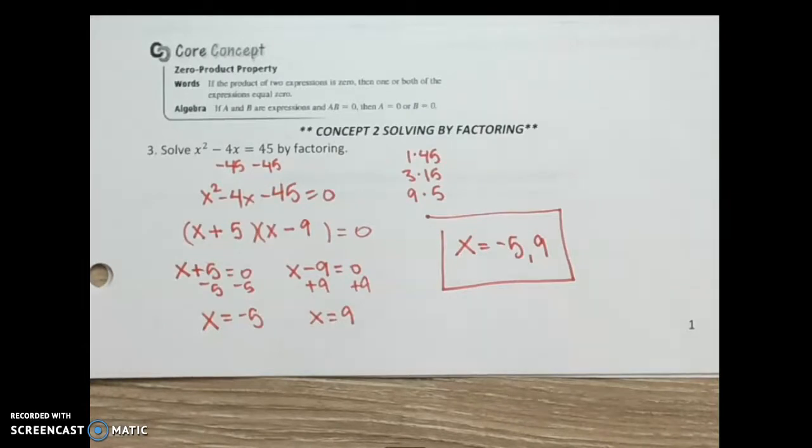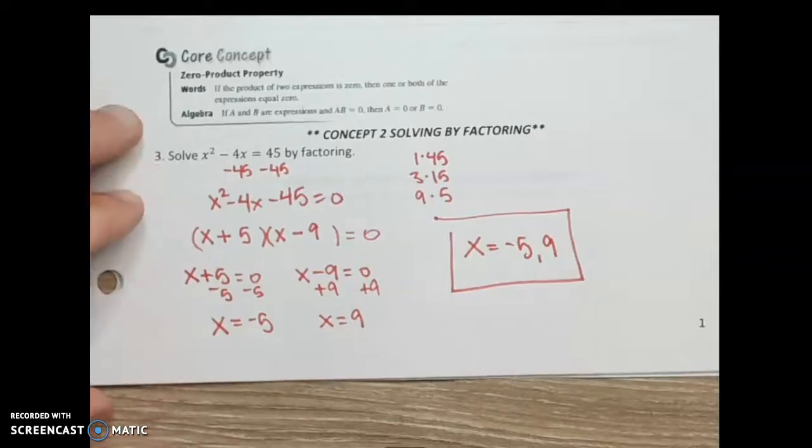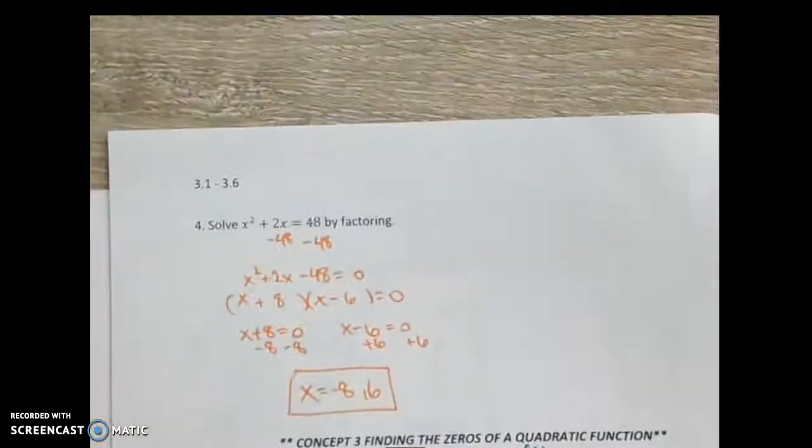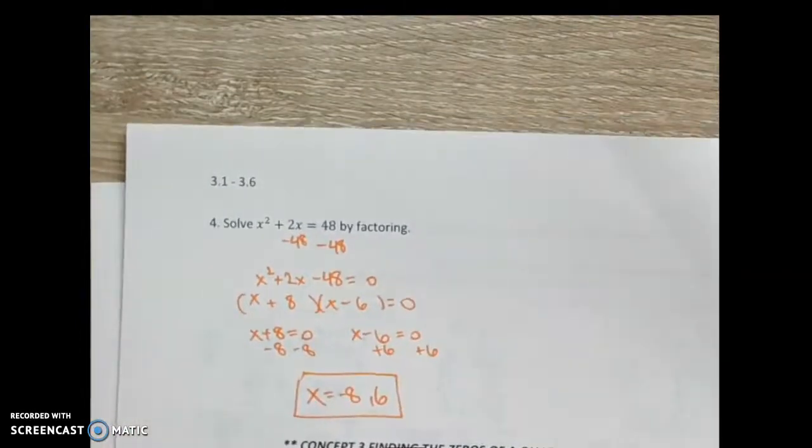Okay, go ahead and flip it up and solve for number 4. Pause now. Okay. Number 4, your solutions are negative 8 and 6. Negative 8 and 6. Pause it and take a look at that if you need. I'm going to go ahead and get past that.